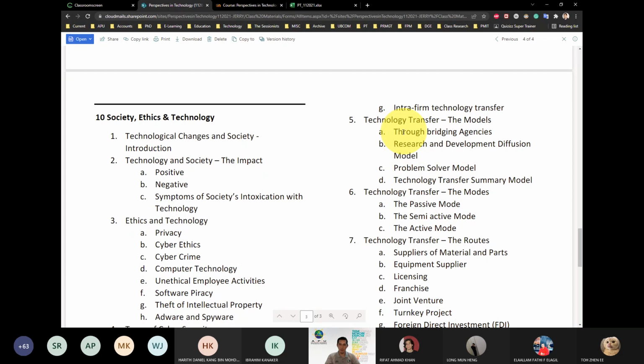The models, on the other hand, are basically workflows, charts that you can actually see from the slides itself. Either do you use an agency? If it's R&D that is triggering and spearheading the technology transfer. Some technology transfer is because we have a problem and we need to solve it, right? So this is the easiest and most straightforward model that is in place. A technology needs to be transferred and received simply because we are trying to solve a problem.